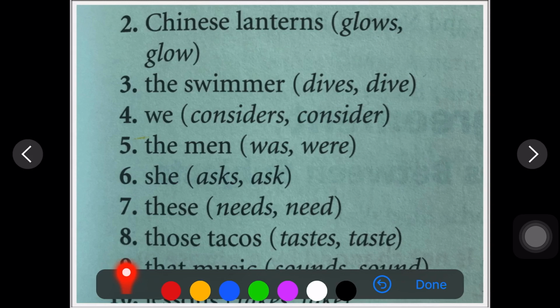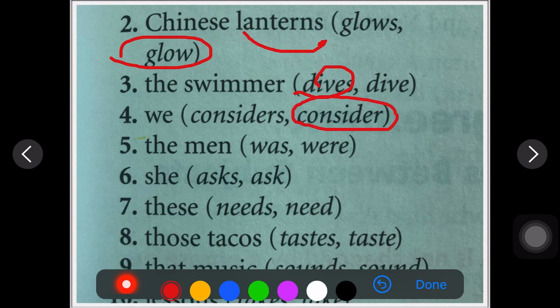Let's see some examples here. Chinese lanterns. Lanterns here is plural, so the verb must agree with the plural subject, so it's going to be glow. Number three, the swimmer dives or dive. The swimmer here is singular, so it's going to be dives. We considers or consider. We is plural, so the verb also must agree with the subject. No S. Number five, the men was or were. Men is also an irregular plural form, so it's going to be were.